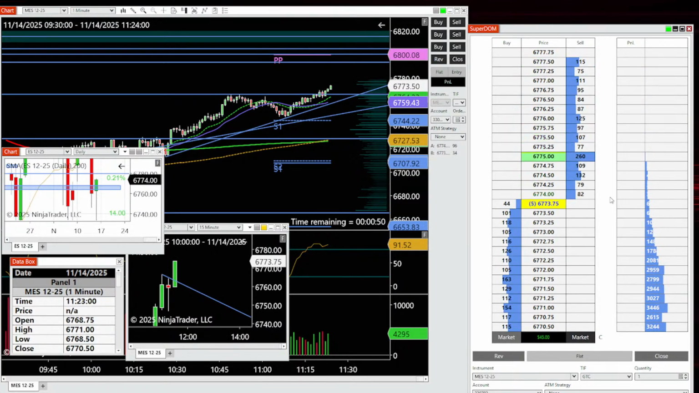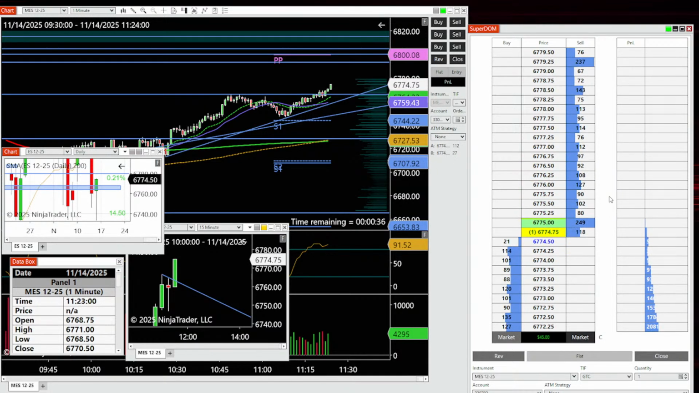There goes 75, the high today. That was the high today, the 75. That's what we want to test. The 75. That's what we're going to test, the high today. 75.